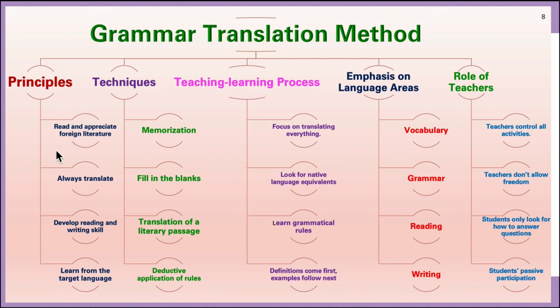Under the principles we always read and appreciate foreign literature, we always try to translate, and we always try to develop reading writing skill, and we learn from the target language. Then techniques, memorization is the technique to progress in grammar translation method. Then fill in the blanks, type of questions we give to the students. Translation of a literary passage, when somebody can translate well, we think that a student is good at learning a language. Deductive application of rules, that is to say, examples come next after definition.